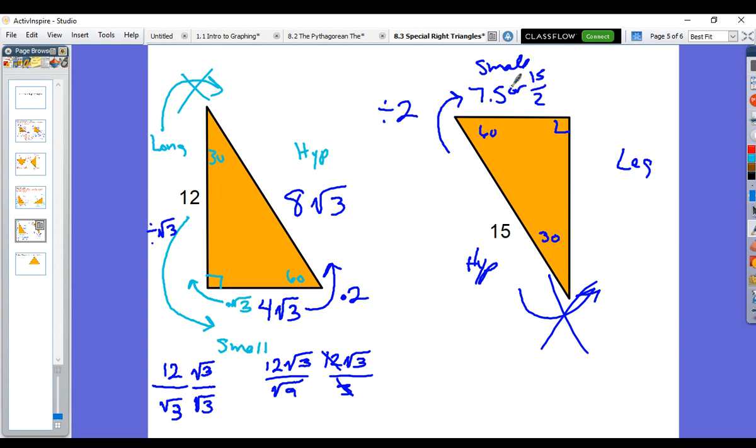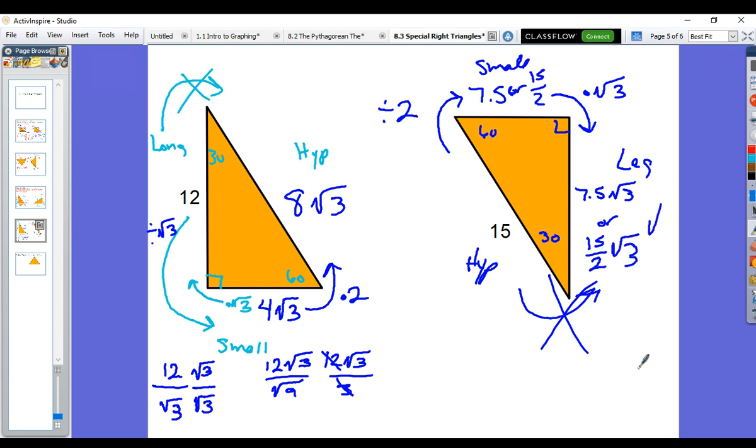Now we're going from small leg to long leg. That means this is a multiply by radical 3. So 7.5 times radical 3 is just 7.5 radical 3, or 15 over 2 radical 3.